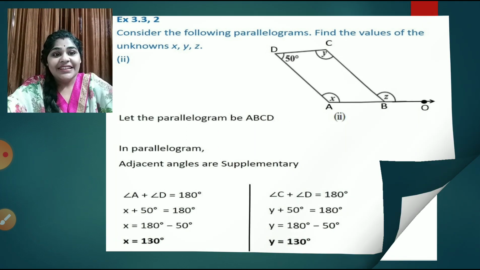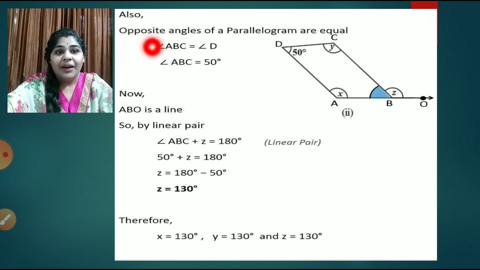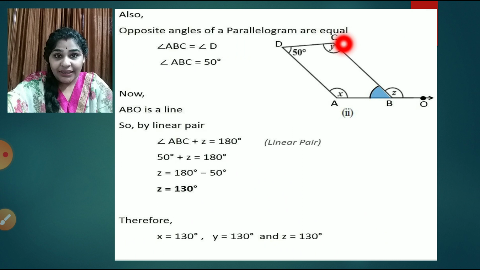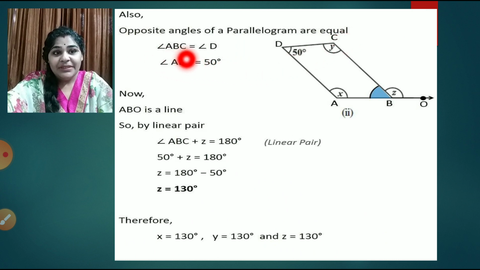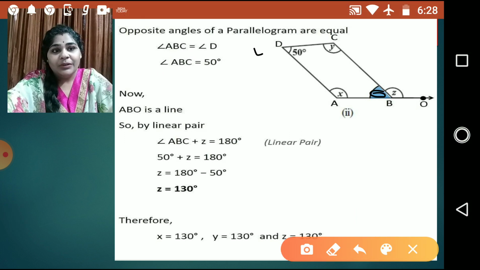So you can see here now, opposite angles of a parallelogram are equal. Angle ABC is equal to angle D. That is, this angle is equal to angle D.